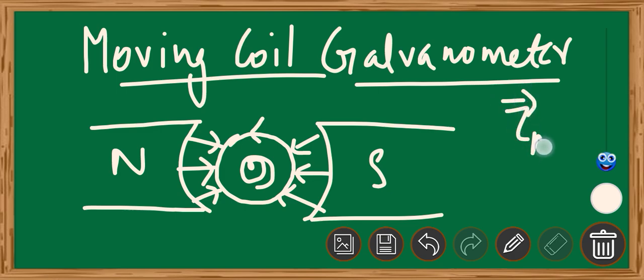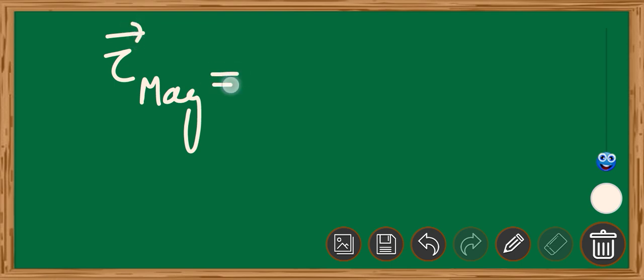At the center there is a spring, and when we apply this current, due to the magnetic torque, it will start to rotate. At the same time, the spring will exert a restoring torque, so that the motion due to this magnetic torque is balanced. We know the equation to find the magnetic torque, that is m cross b.